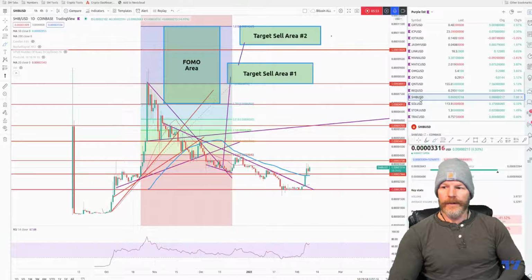And with that, you want to look for good entries or good areas of entry. I haven't yet suggested whether I would enter this trade.